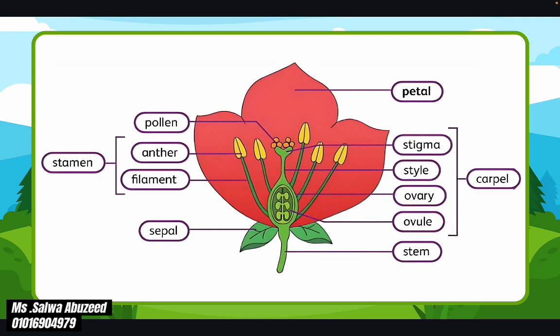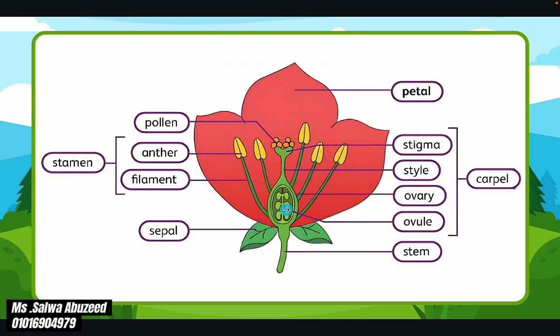So the four parts of the female are the stigma, which looks like a crown, and then going to the style, then going to the ovary, the outer part, and the inner part of the ovary, which makes the seeds, is called the ovule.